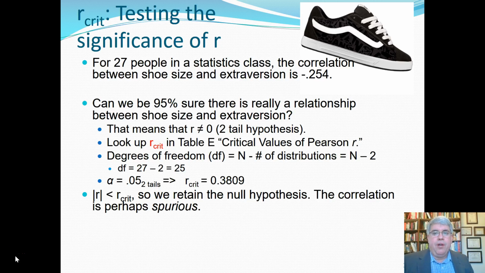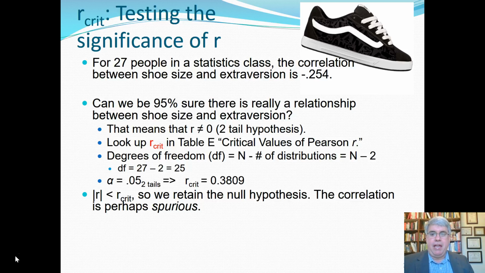In this section, we're going to be looking at how to test the significance of a correlation of R, and we're going to look at testing it with a table of critical values. We'll see later that there's other ways of testing its significance, and you can choose the way that you think is the easiest.